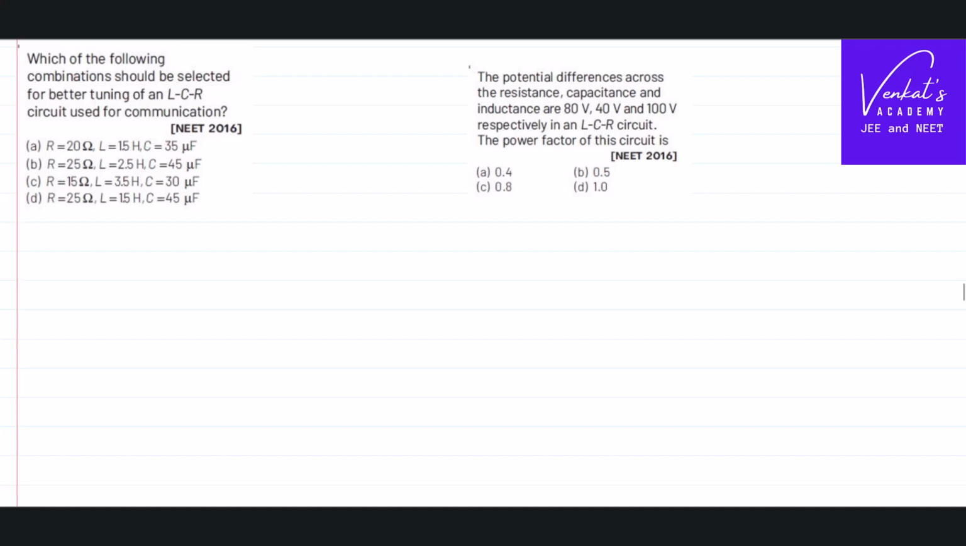We are solving two questions in AC. The first one is a NEET 2016 question, which says: which of the following combinations should be selected in an LCR circuit for communication? So, first of all, how do you decide which has to be used?